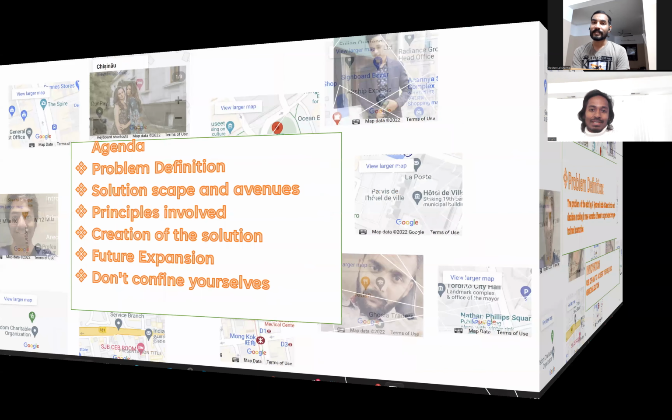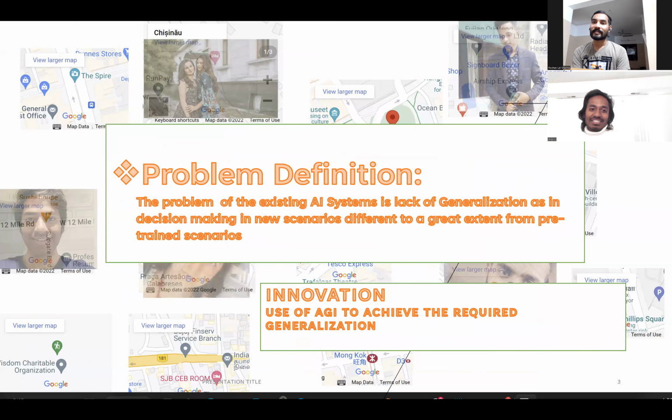Now, what is the problem definition? The problem we have at hand is that existing AI systems lack generalization, as in the decision making in new scenarios, different to a great extent from the pre-existing, pre-trained scenarios, is not good. Let's say you go to a new city. You are in Bangalore. You go to, let's say, Hyderabad.